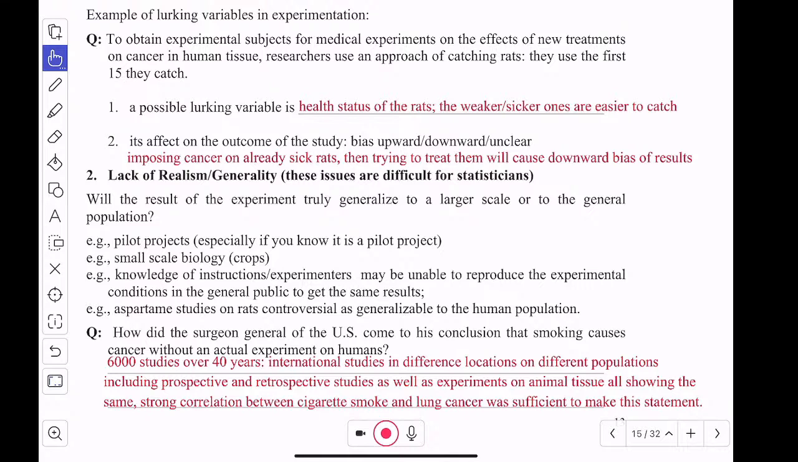So you have to consider if the experiment will really generalize to a larger scale or to the general population to make it useful. So for instance, experiments conducted, usually first a smaller version is conducted to try and get all the glitches out of the experiment. These are called pilot projects.